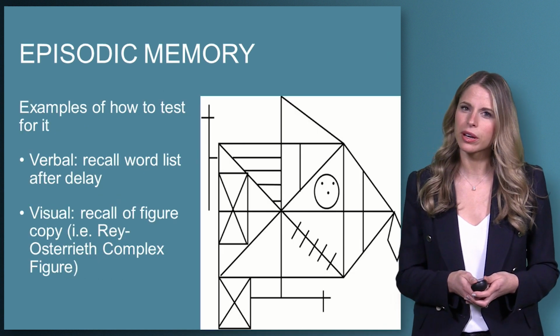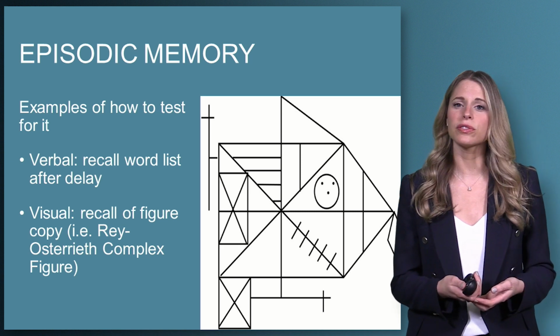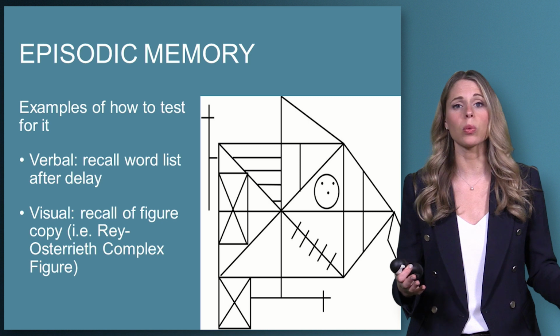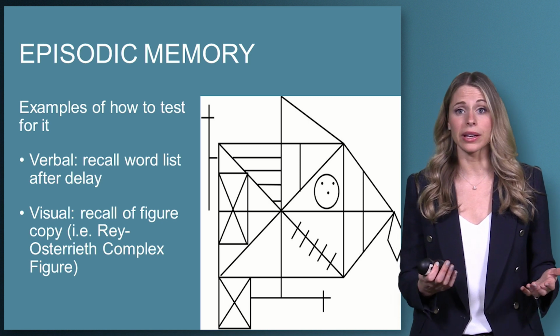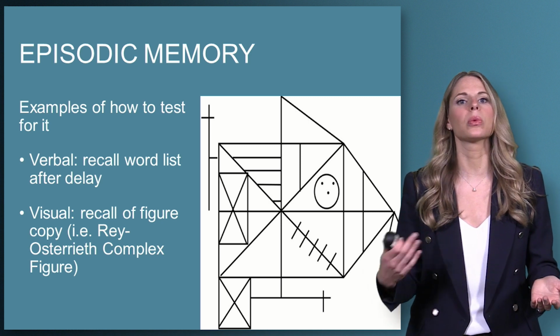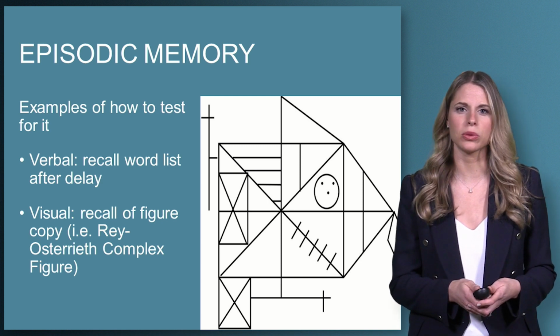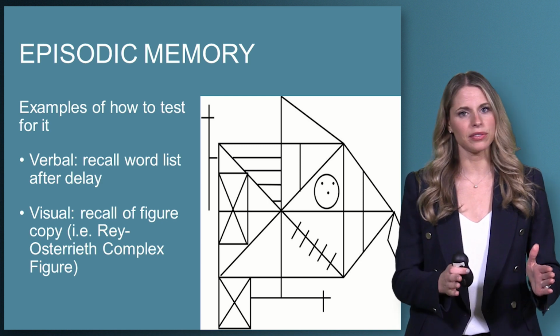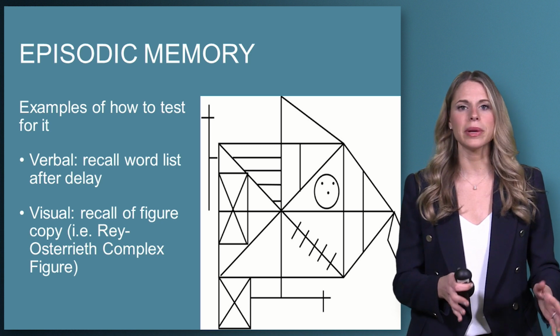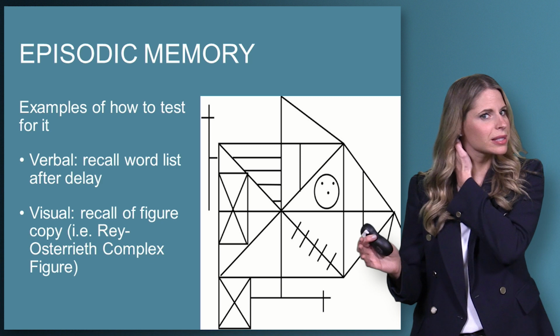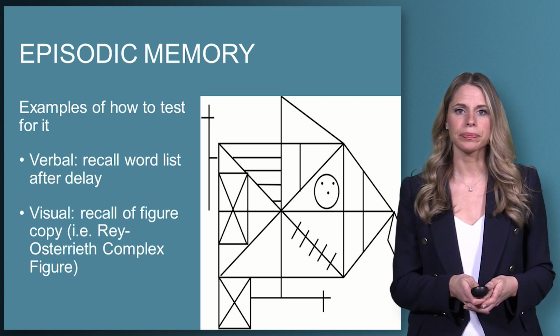How do you test for episodic memory? Well, to test verbally, the most classic test would be to give someone a set of words, such as a word list, have them repeat them, and then recall them after a delay, usually with a distracting maneuver in between. Sometimes it's done very quickly, within 30 seconds to a minute. Other times there's a longer delay, 3 minutes, 5 minutes, 10 minutes, and so forth.